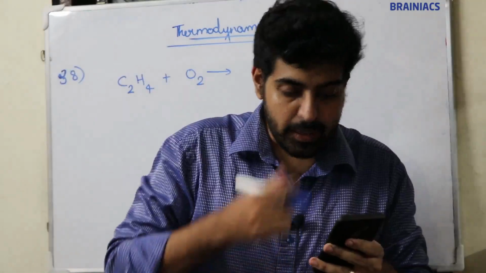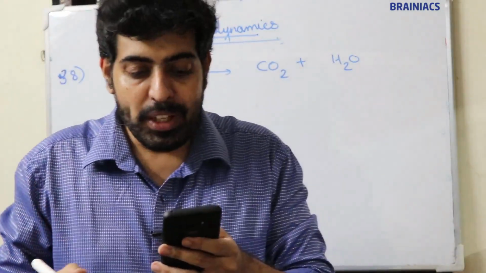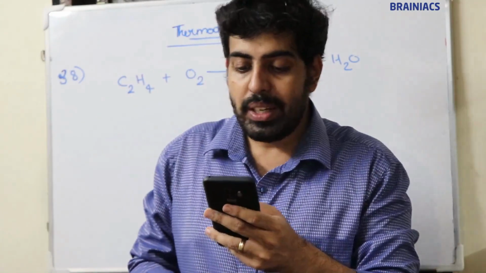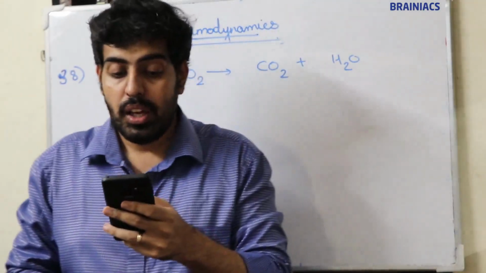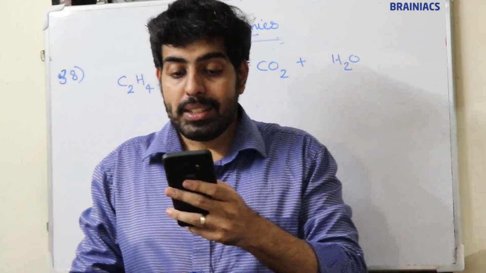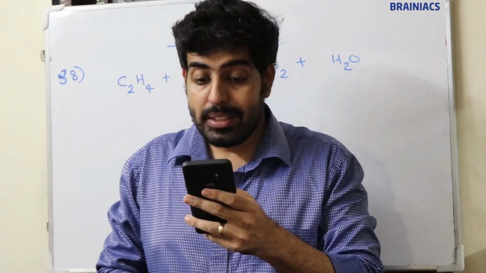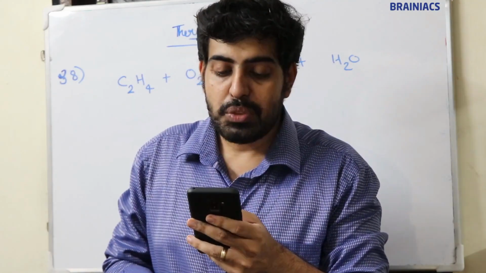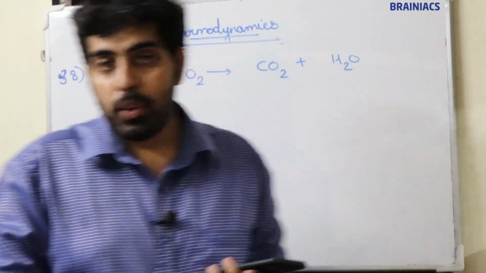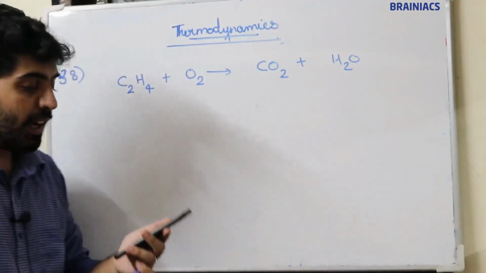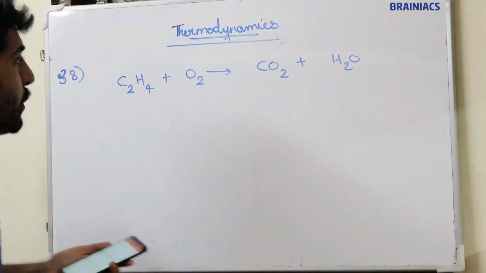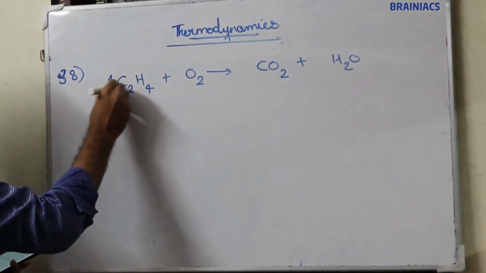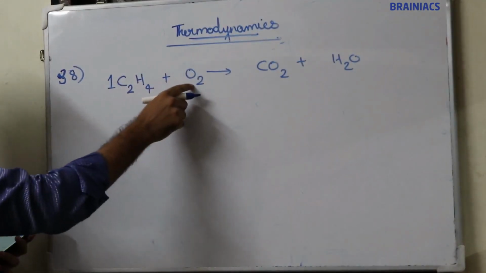Question number 38. If the enthalpy of formation of C2H4, CO2 and H2O at 25 degrees Celsius and 1 atmosphere pressure are 52, minus 394 and minus 286 kilojoules per mole respectively, then the enthalpy of combustion of C2H4 will be. So we have to write the enthalpy of combustion equation for C2H4. What is enthalpy of combustion? It is the enthalpy change when 1 mole of a compound is burned in excess of air or oxygen.